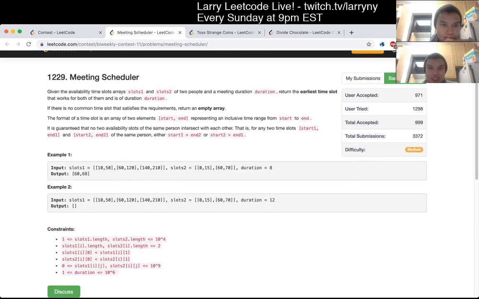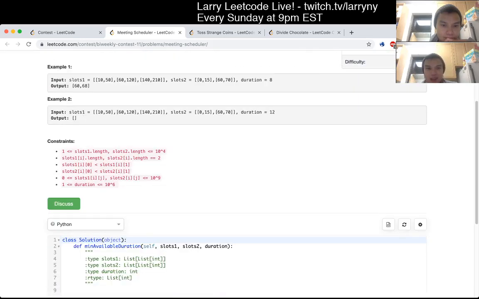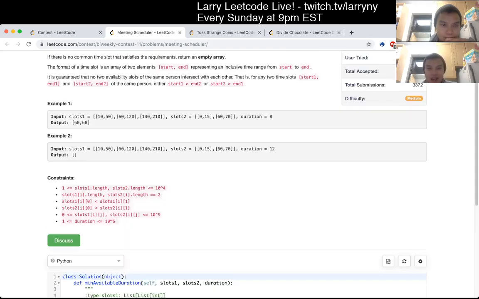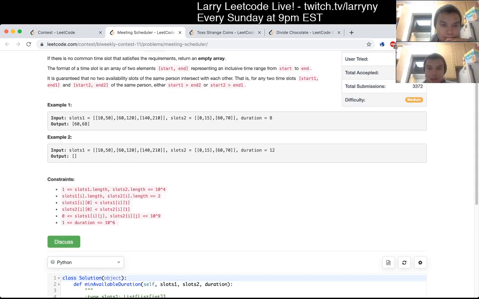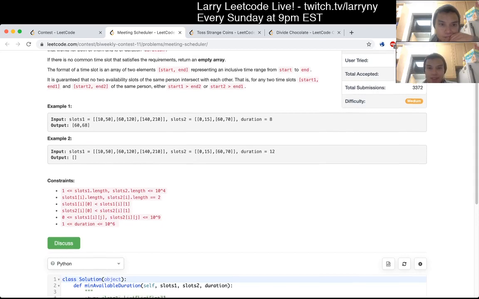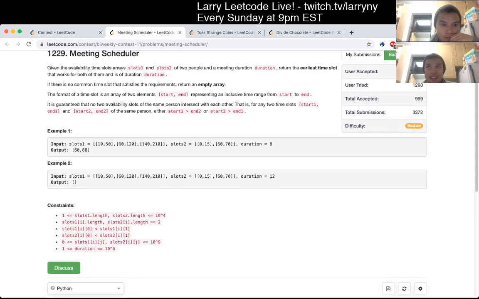So this meeting scheduler is a very straightforward problem in theory, mostly because I've seen similar problems recently-ish, but it's an event-based problem. Also, to be honest, a variation of this is something that I've asked in an interview before.